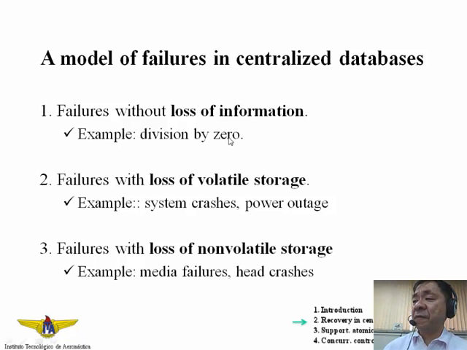Failure without loss of information. That happens when you have an exception, when you have a division by zero, for instance. Another kind of failure is failure with loss of volatile storage. That happens when you lose your memory. Sometimes you will have a power outage, so you lose what you're doing in your computer. But I mean, you don't lose any other information, for instance, information that is stored in disk. The third one is the most critical, the failure with loss of non-volatile storage or permanent information.